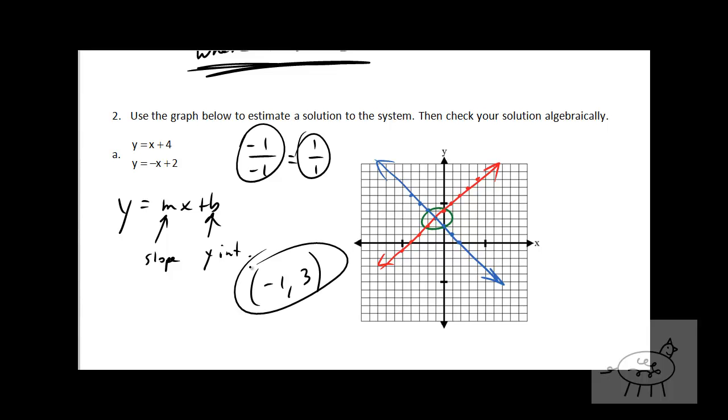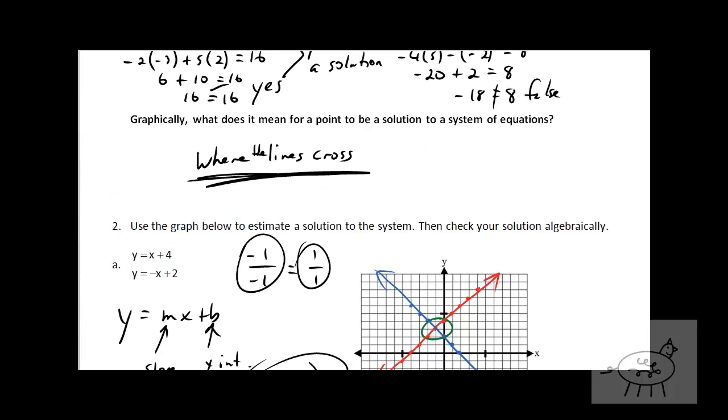Okay, that's all you're looking for. You're looking for that solution where the lines cross. Okay, it's really easy to test it too. If you guys have time at the end of a quiz or test, it's super easy to test this. Literally, you plug the negative 1, 3, just like we did right here, math fans.